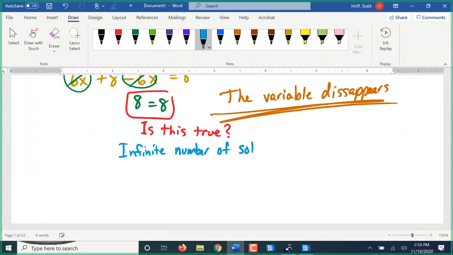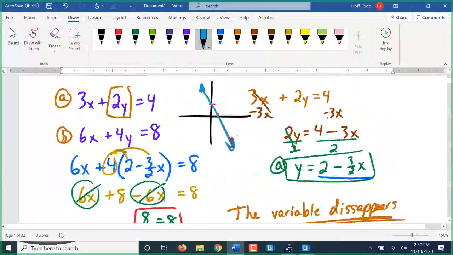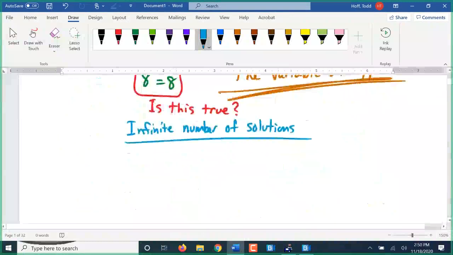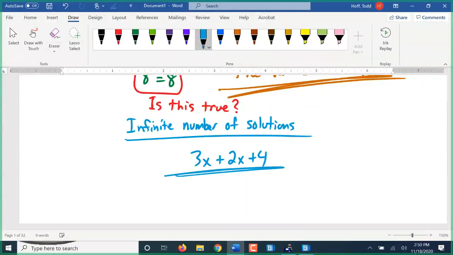But more specifically, the solutions are just one of the equations, since they are the same. Any solution to one equation is a solution to the other equation. So my solution, I can just write down one of the equations. Any solution to this equation will be a solution to the other one.